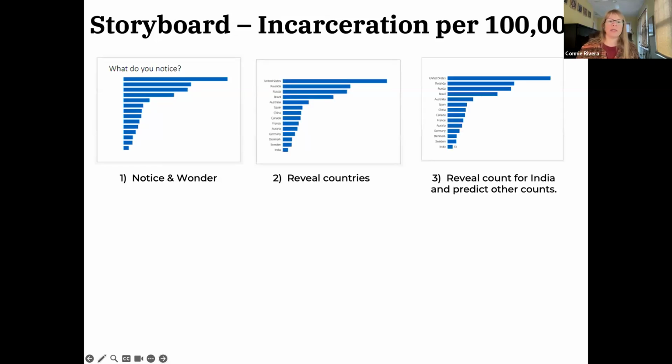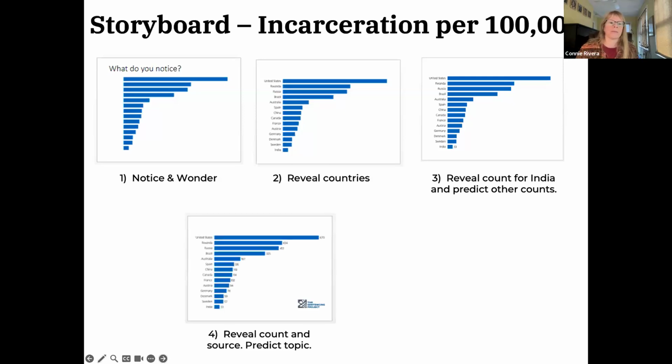Then we revealed the countries. Then I revealed the count for India to predict other counts. And that was because of exactly what happened in the chat. We started talking about double, almost double, and comparing those sizes. Often when students just see the numbers right off, they aren't even thinking about what size the bar is, just more or less. Then I revealed the count and the source to ask for a prediction of topic.